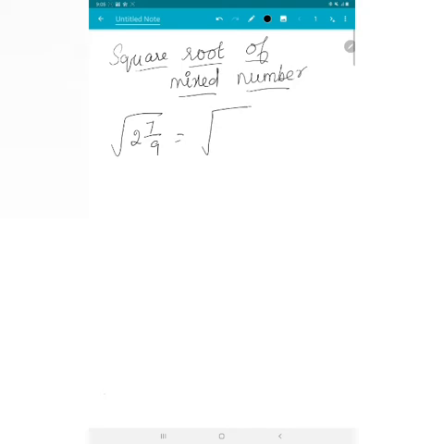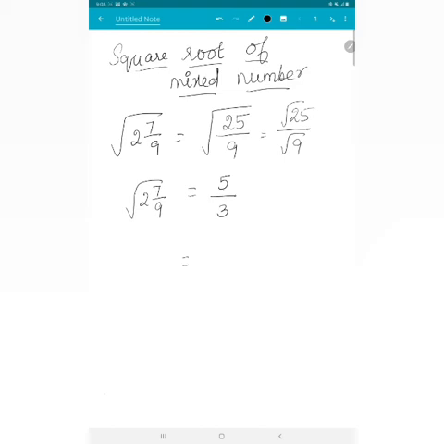So 9 2s are 18. 18 plus 7 is nothing but 25. So 25 by 9. There are 2 methods to find it. You can take it directly. It means this is root 25 by root 9. We know that the square root of 25 is 5 and the square root of 9 is 3. So the answer of root of 2 7 by 9 is nothing but 5 by 3.